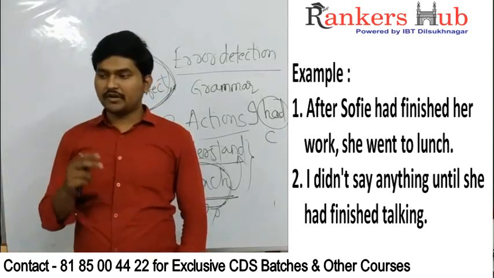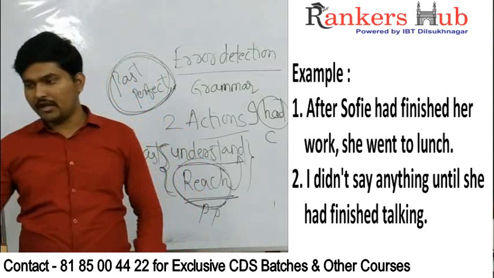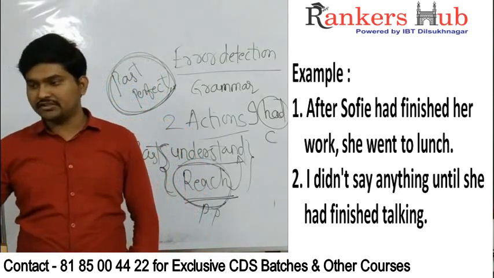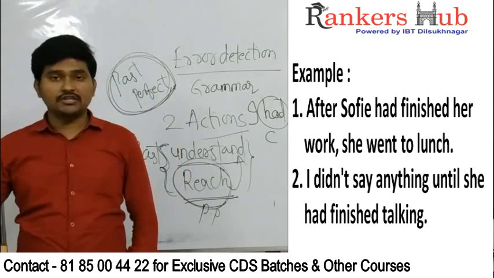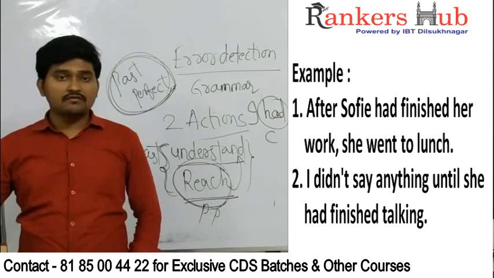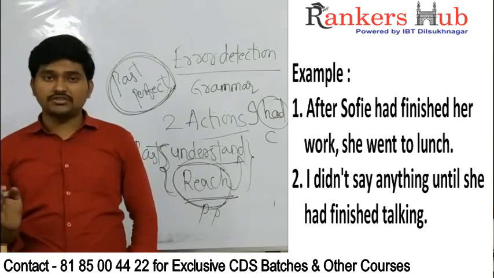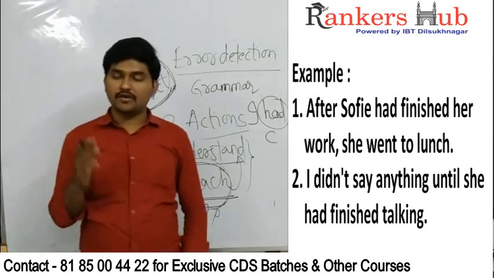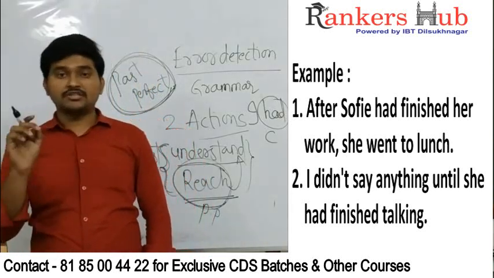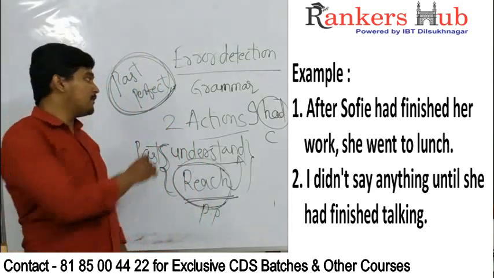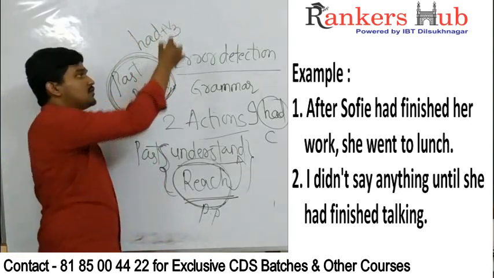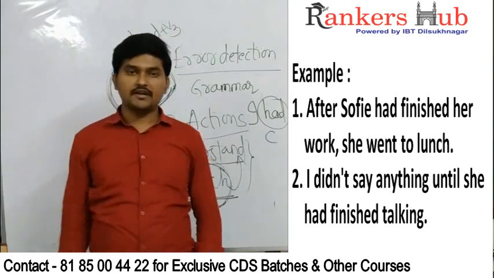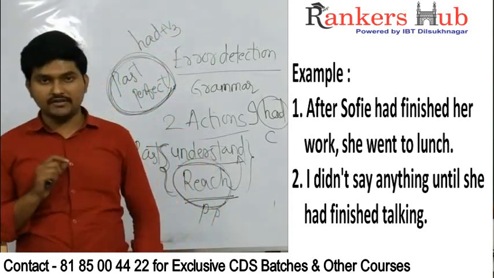Similarly, read another example: "I did not say anything until she had finished talking." Now guys, she had finished talking, and till then you had said nothing. So first of all, she had to finish her talking, then you speak. The first action that is complete is her finishing her talking. That's why it is kept in past perfect tense, again had plus V3. In those examples, you can definitely understand the application of past perfect tense very clearly.